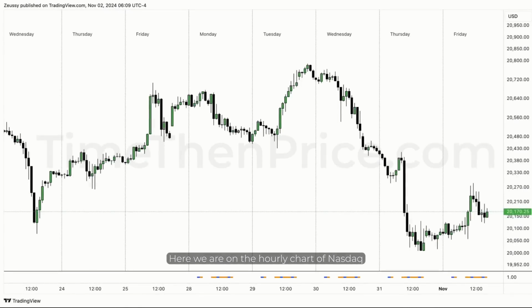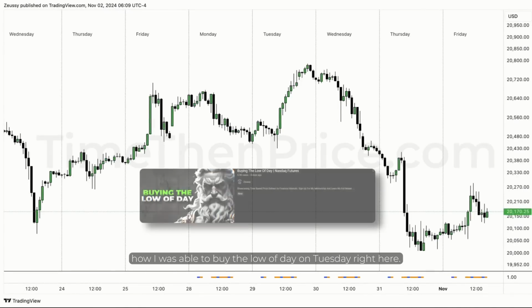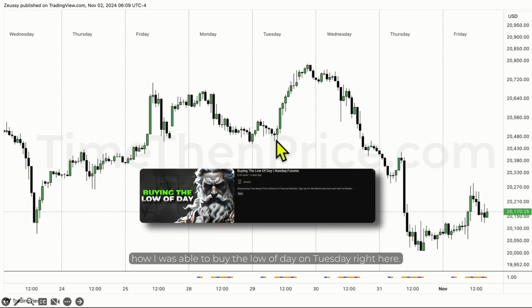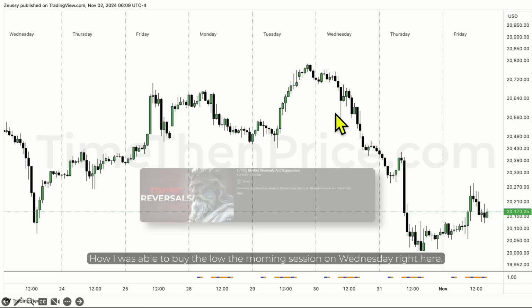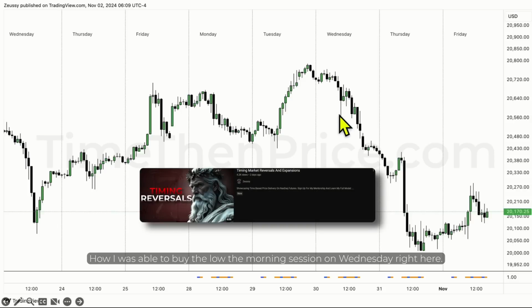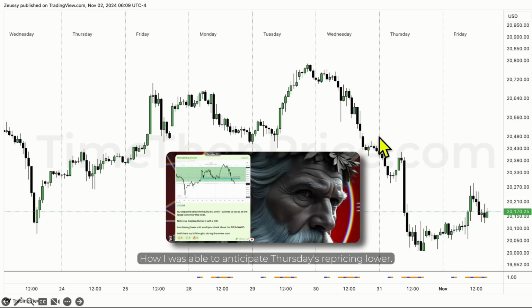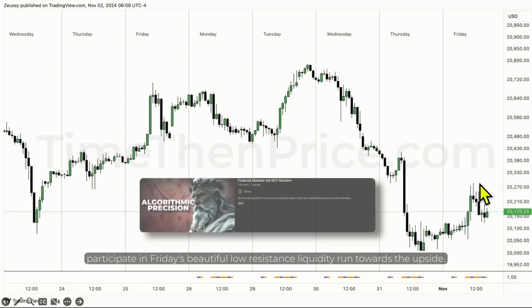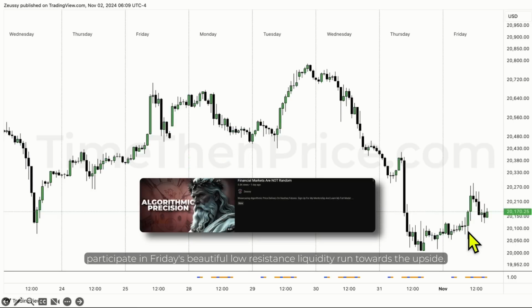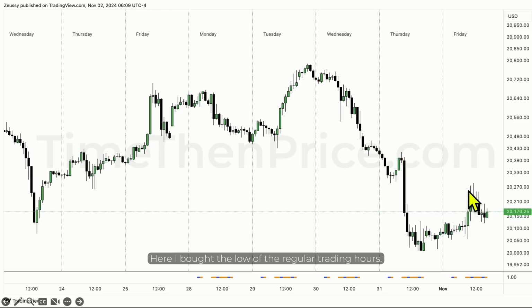Here we are on the hourly chart of Nasdaq, and as you can see, this is a blank chart. During this lecture, I will share with you how I was able to buy the low of the day on Tuesday, right here, how I was able to buy the low of the morning session on Wednesday, right here, how I was able to anticipate Thursday's repricing lower, and I will share with you why I did not trade it, and I will share with you how I was able to participate in Friday's beautiful low resistance run towards the upside. Here I bought the low of the regular trading hours.